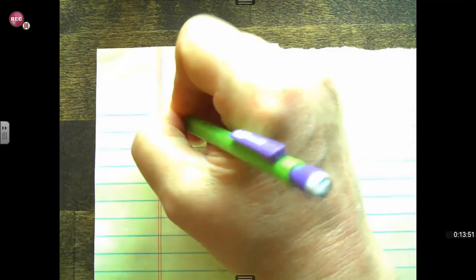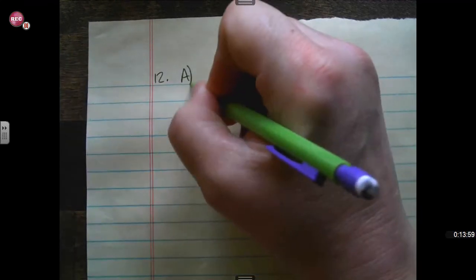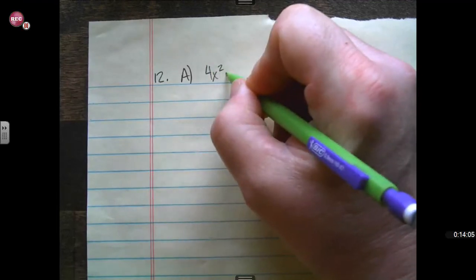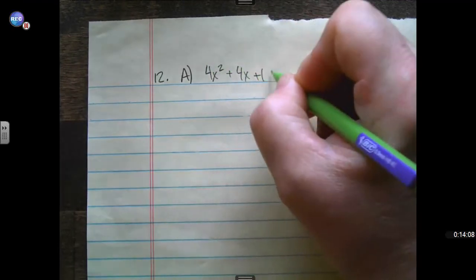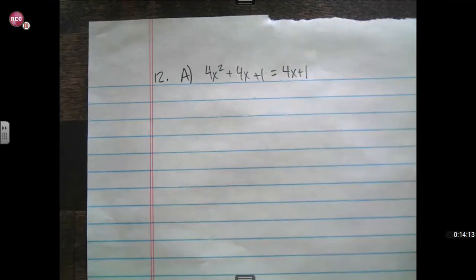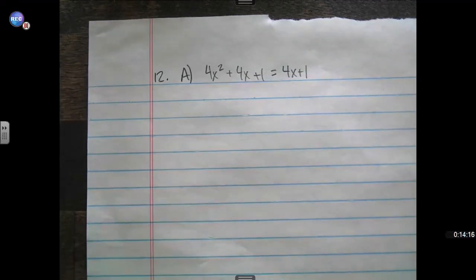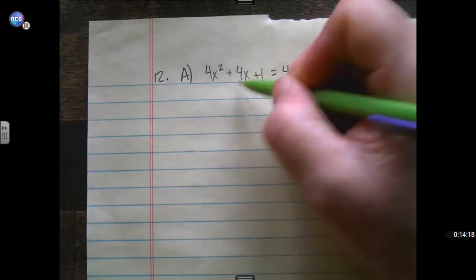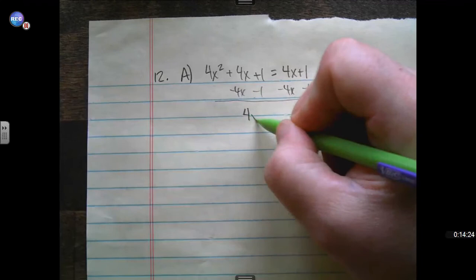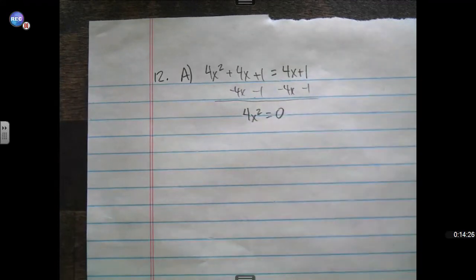And moving on to number 12. It says which equations have only one real solution? Select all that apply. So for letter A, they have 4x squared plus 4x plus 1 equals 4x plus 1. So when I get this set equal to 0, I'm going to subtract 4x from both sides, and I'm going to subtract 1 from both sides. And I'm going to end up with 4x squared equals 0. And I can stop there.